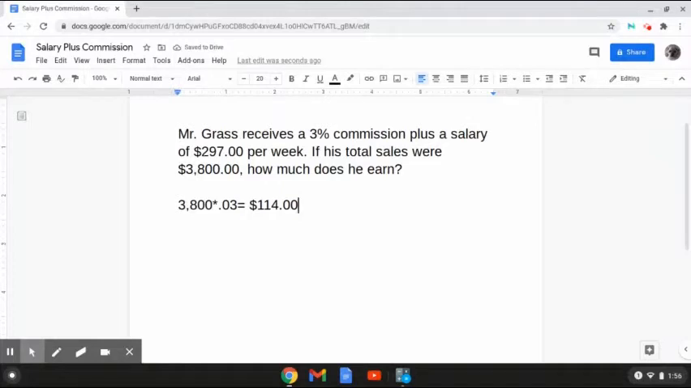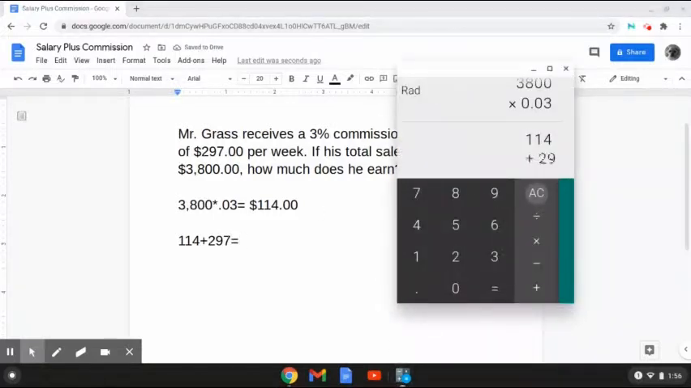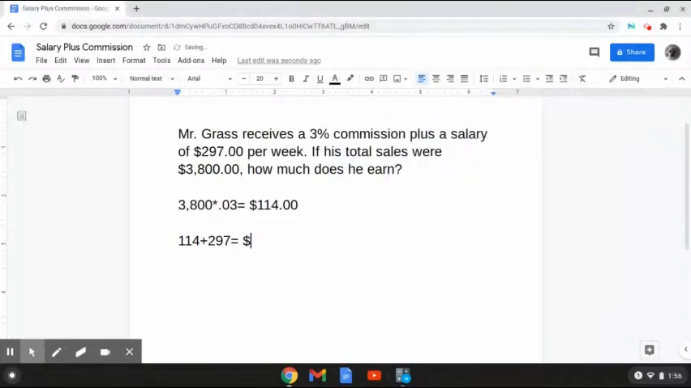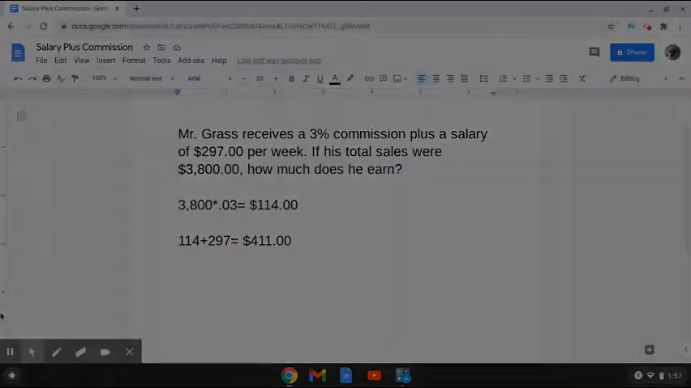Then, from here, we need to add this amount to the salary to find out how much Mr. Grass earns. So, 114 plus 297. 114 plus 297. That will give us $411. So, Mr. Grass will earn $411, and that is how to solve this problem. So let's move on to the next one.